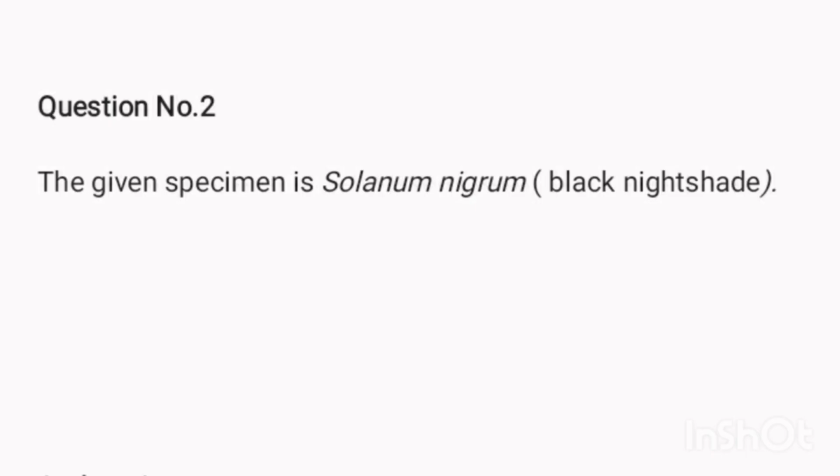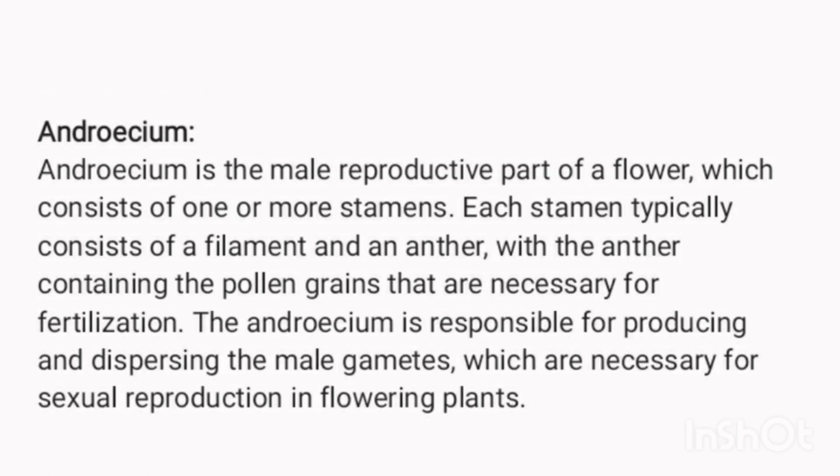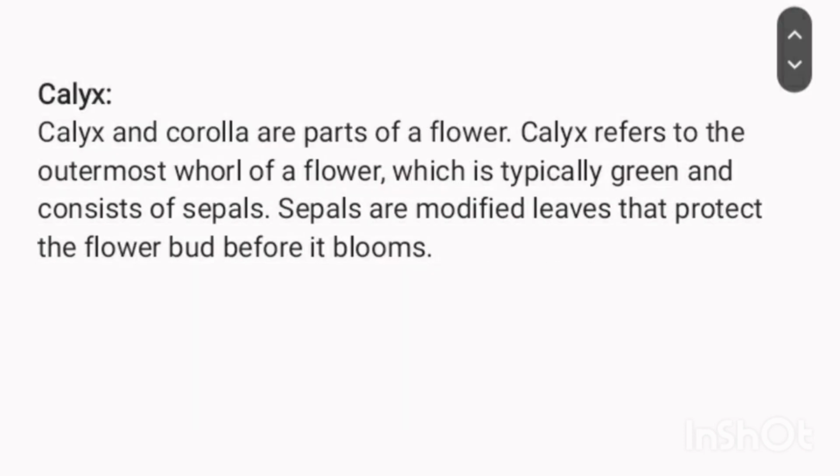Question number 2. The given specimen is Solanum nigrum. Androecium. Androecium is the male reproductive part of a flower, which consists of one or more stamens. Each stamen typically consists of a filament and an anther, with the anther containing the pollen grains that are necessary for fertilization. The androecium is responsible for producing and dispersing the male gametes, which are necessary for sexual reproduction in flowering plants.